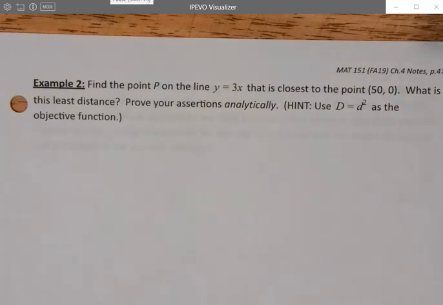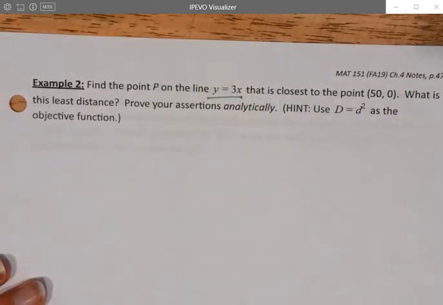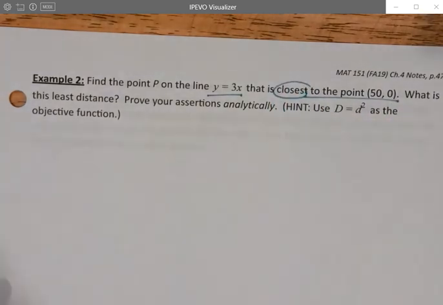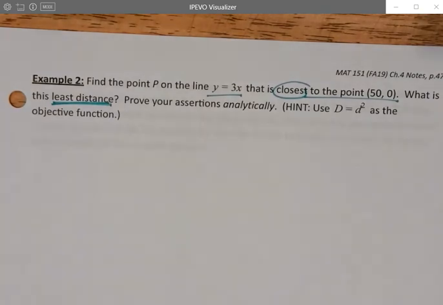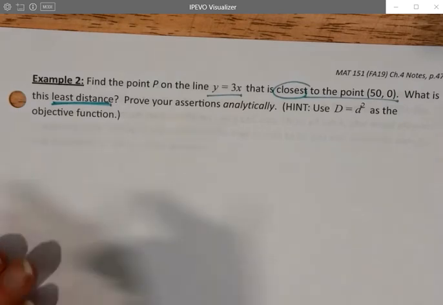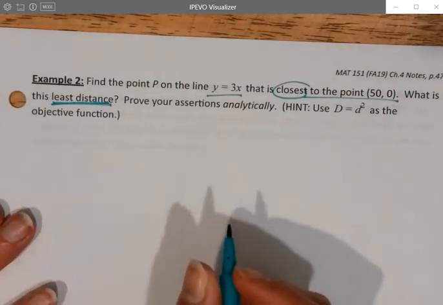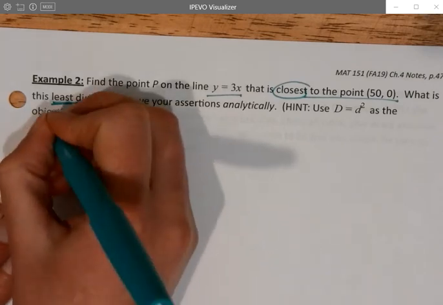In the next example, we're looking to find the point P on the line y equals 3x that is closest to the point (50, 0). What is the least distance? Prove your assertions analytically, and they give us a hint here about using D equals d squared as the objective function. Okay.